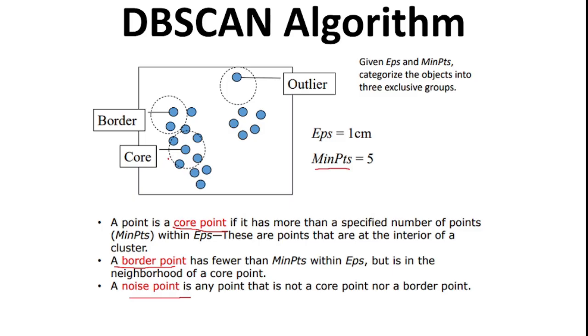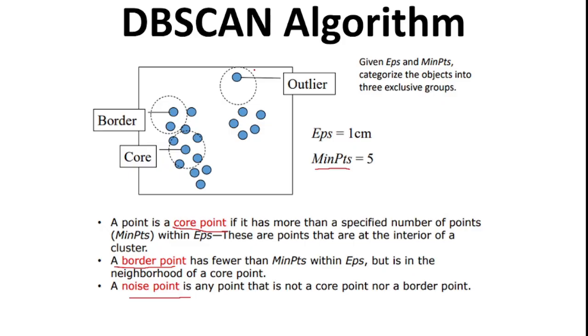So you can consider this as a core point. So what are border points? This is a border point. How? A border point has fewer than minimum points, it is less than minimum points. In this case it is 2. Actually you should have 5, but in this case you have only 2 within epsilon radius, but it is in the neighborhood of a core point. You can consider this as a border point.